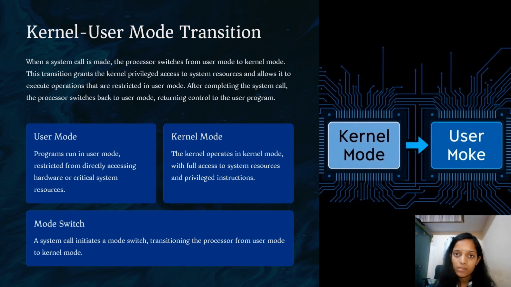User mode is where the program runs, restricted from directly accessing hardware or critical system resources. Kernel mode operates with full access to system resources and privileged instructions. Mode switch, a system call initiates a mode switch, transitioning the processor from user mode to kernel mode.